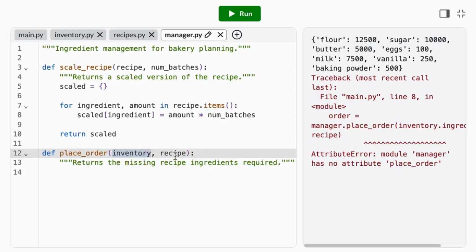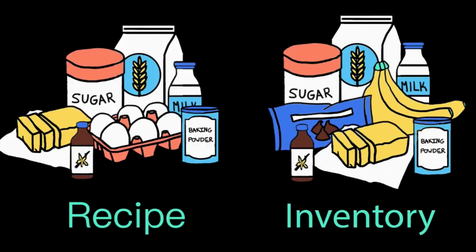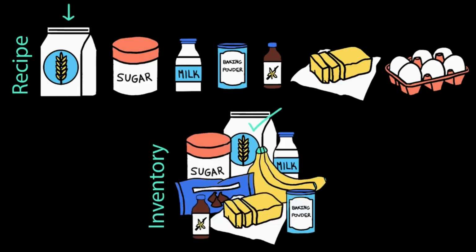But here's the question, which of these dictionaries do we iterate over? Well, there might be ingredients in our inventory that aren't in our recipe. Like if we're making cupcakes, we don't need the bananas. But there might also be ingredients in our recipe that aren't in our inventory. Like we may be out of eggs. For this to work, we need to check every ingredient in our recipe to see if our inventory has enough of it. Which means the thing we need to iterate over is our recipe.